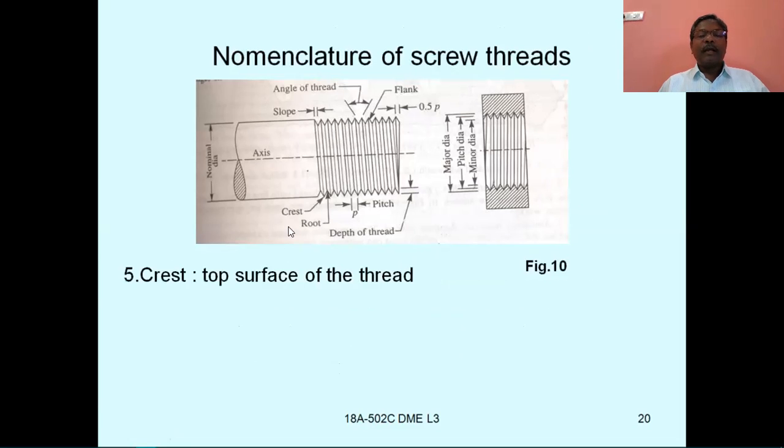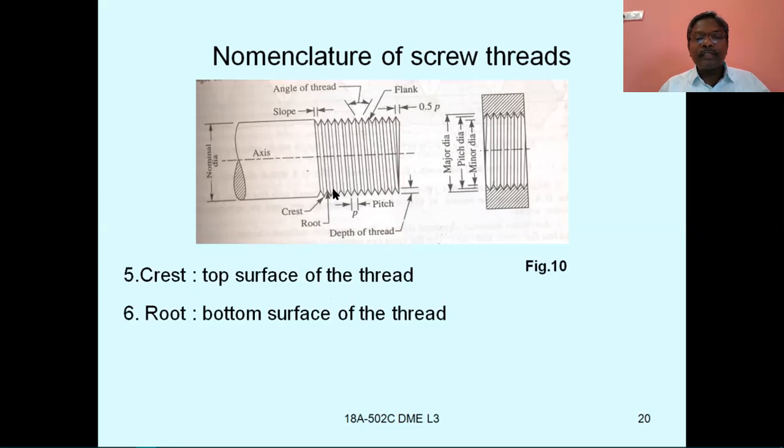Now the crest, the topmost point. This is the topmost surface of the screw thread. This is the crest, this is also crest, and this is also crest. The topmost surface of the screw thread is called crest. And root, the bottommost point. This is the root. The bottommost surface of the screw thread is called root.